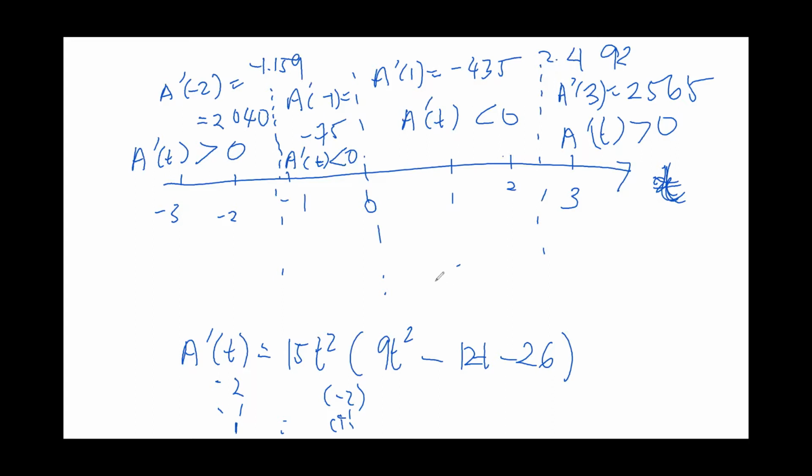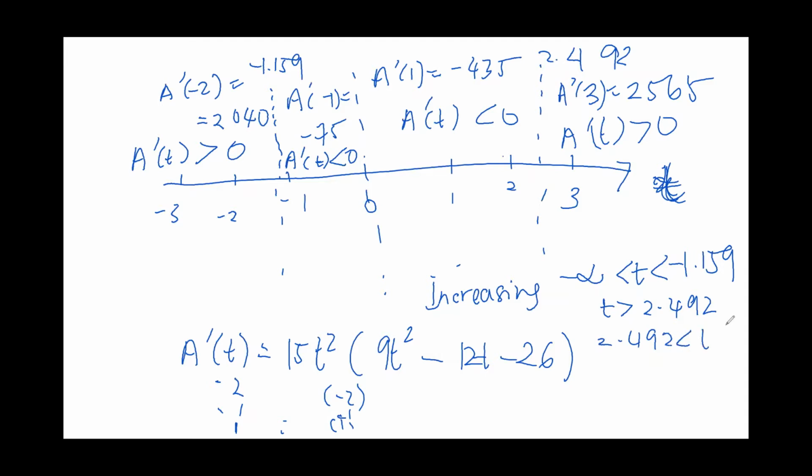So from here, the function is increasing from negative infinity to negative 1.159, and also from 2.492, or t is greater than 2.492, it is the same. Okay, you can write t is greater than 2.492, same thing. This is where the function is increasing.